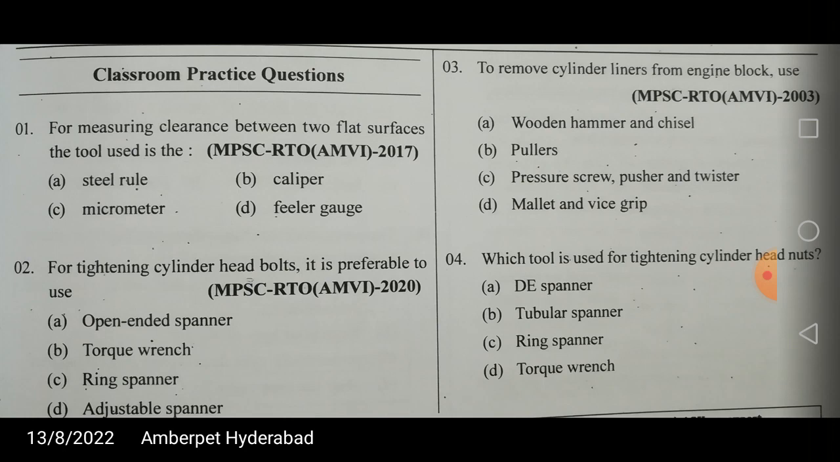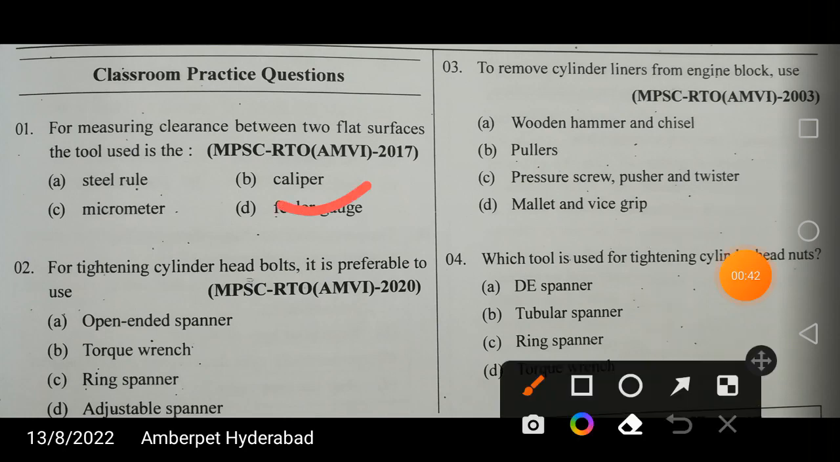For measuring clearance between two flat surfaces, the tool used is the feeler gauge, friends. This is your feeler gauge, which is used to measure the clearance between two flat surfaces. It is also used to measure the spark plug gap and also the clearance between the engine cylinder and your piston, etc. So it is basically used to measure the clearance between two parts. It is basically a bunch of small thin plates having different sizes. That is the introduction. So next, let us see.